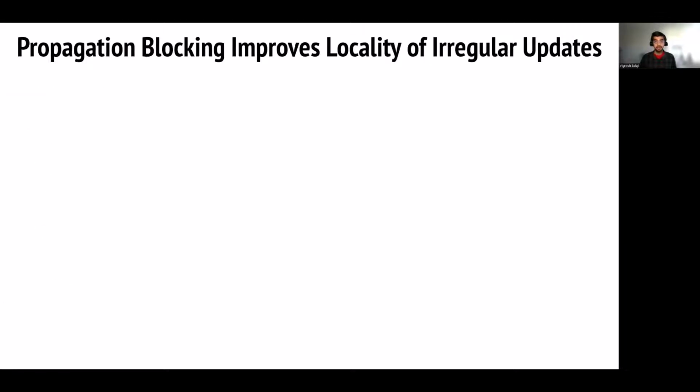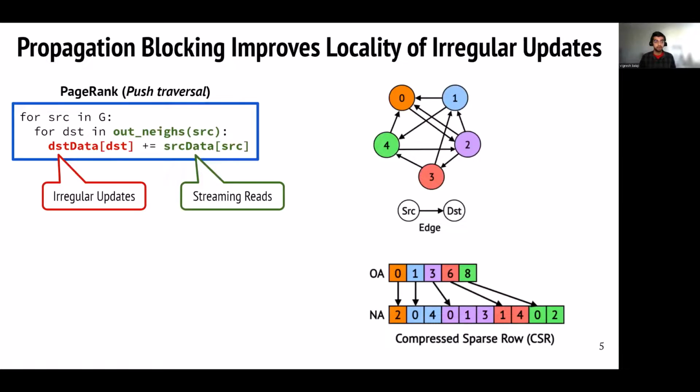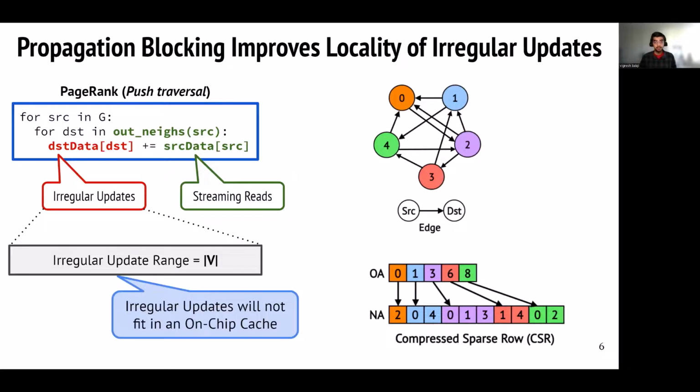Fortunately, there exists a software-based cache locality optimization called propagation blocking, which improves the locality of irregular updates. And we're going to explain how propagation blocking works in the context of a standard graph analytics kernel. The key problem with graph analytics kernels and irregular update workloads in general is that they have a large irregular update range. For graph analytics workloads, the irregular update range is often the number of vertices in the graph, which is much larger than what can fit in a typical last level cache.